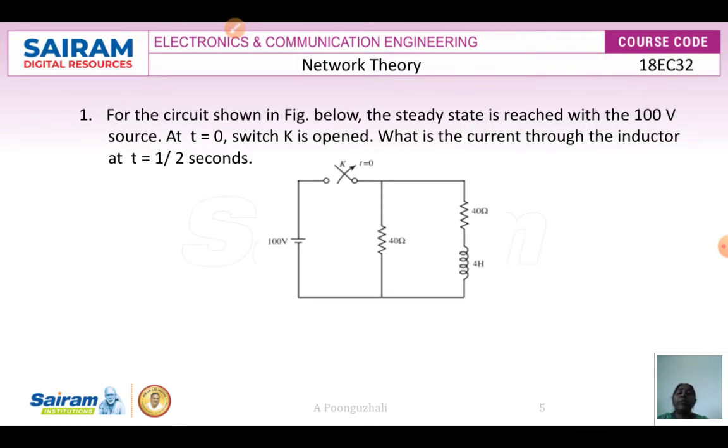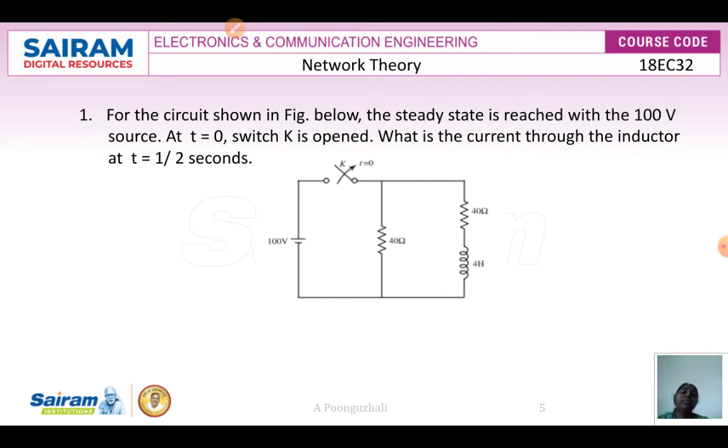So we'll see a problem here. For the circuit shown in the figure below, the steady state is reached with a 100 volt source. At t is equal to 0, the switch K is going to be open. What is the current through the inductor at t is equal to half a second? So in this we are going to see the steady state condition. Steady state condition means when the switch is closed, that is the 0 minus condition.